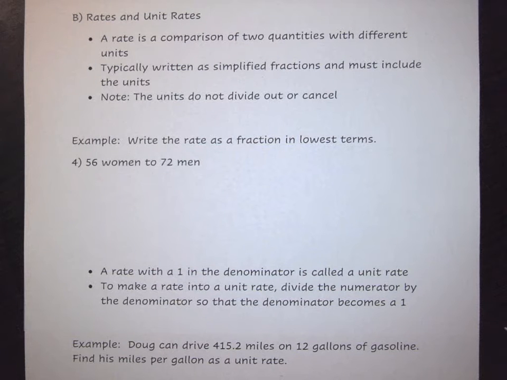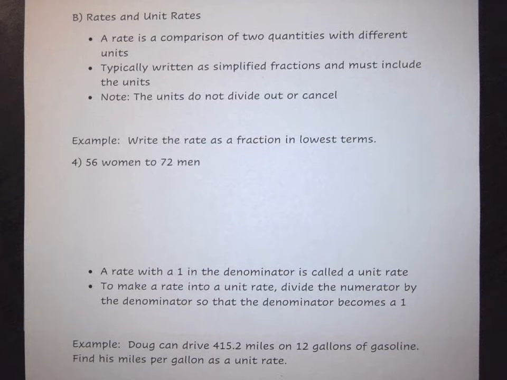So, for example, apples to oranges, dimes to quarters, anything like that. When you're talking about some quantities, but you have a different unit to that quantity, we call it a rate or a unit rate. Okay.